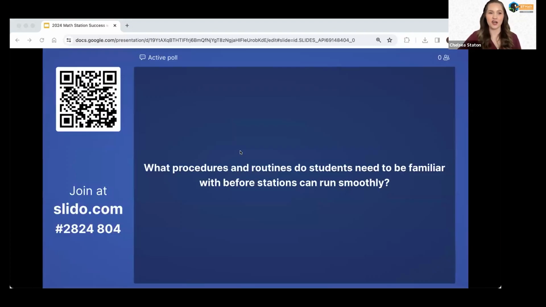Okay, we've got another poll here. So we talked about classroom management being kind of where things go wrong. So what are routines and procedures that students need to be familiar with before everything can run smoothly? So when you walk in a classroom and stations are happening, what are things that we would expect or need students to be doing or teachers to be doing?